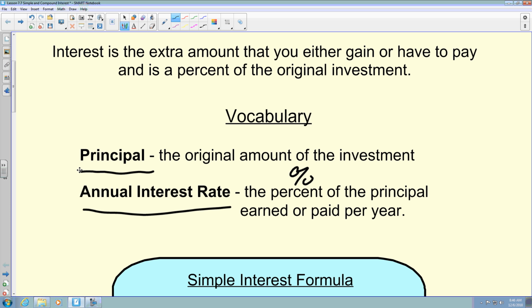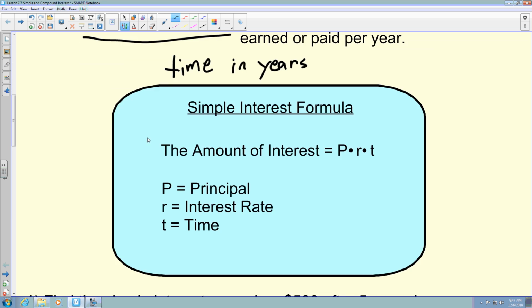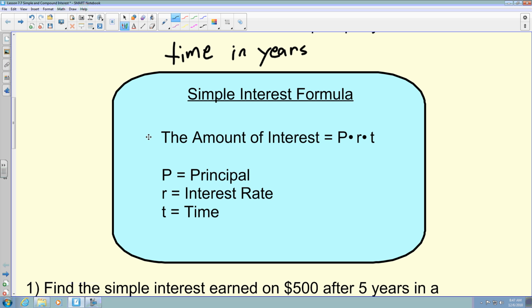So the thing that you have to keep in mind when it talks about time is that time is going to be in years. So if they talk about months, you have to convert it with respect to years. So if you're looking at 6 months, that's a half a year. Okay. So the first thing we're going to look at is simple interest.